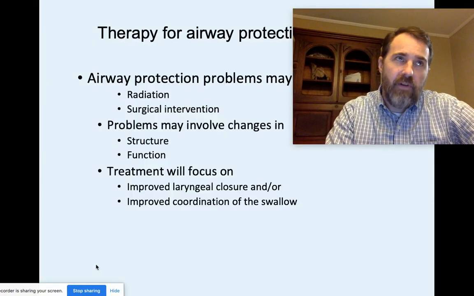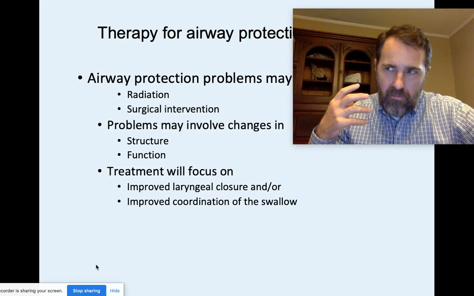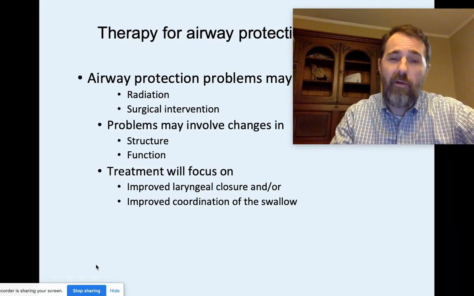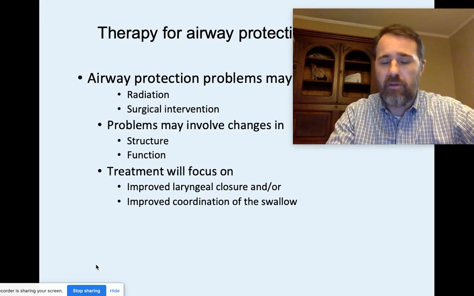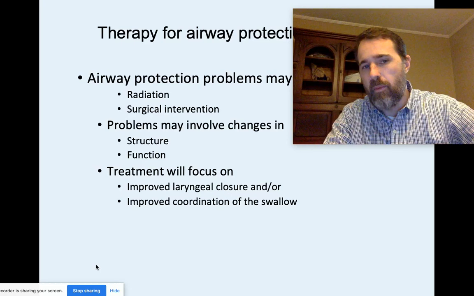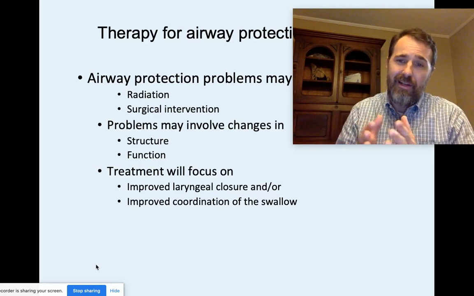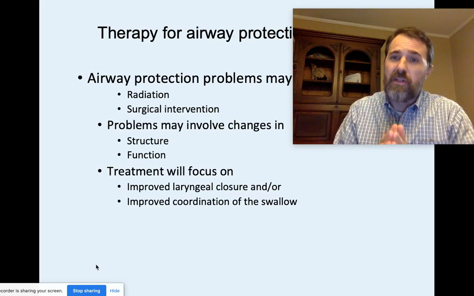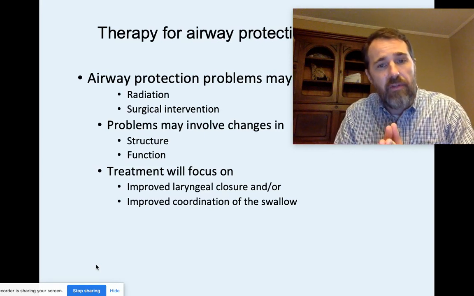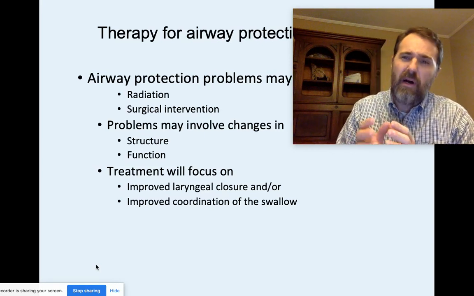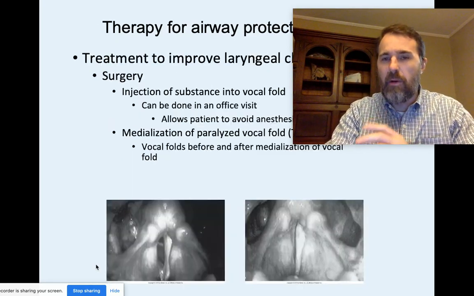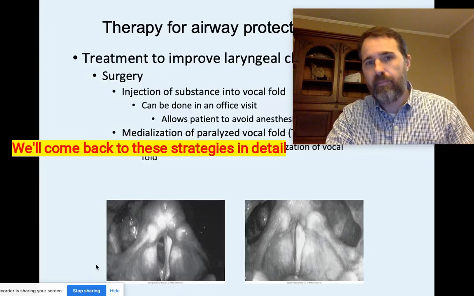So obviously, following surgery to the pharynx, there's the possibility of the patient acquiring some airway protection difficulties. So the treatment that we will do for that will focus on facilitating laryngeal closure, so increasing the adduction of the true and the false vocal folds, or possibly improving the coordination of the swallow to keep the bolus more out of the airway.